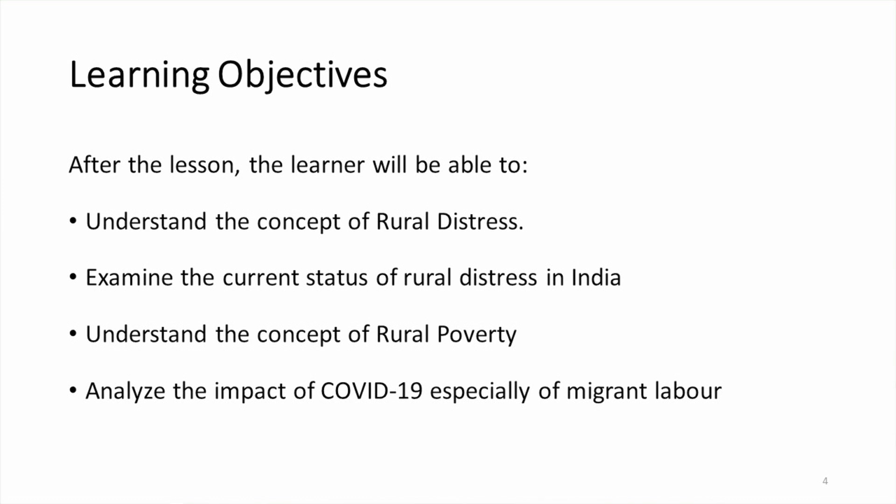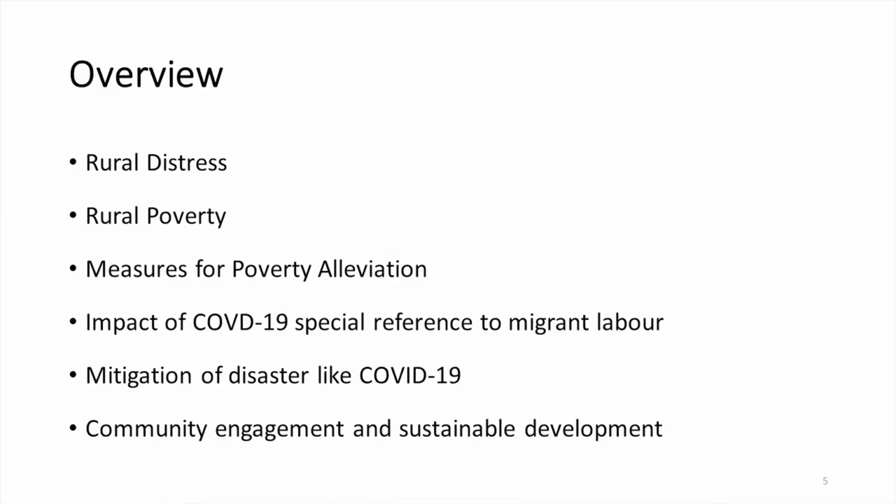The learning objectives of the course are: the learner will be able to understand the concept of rural distress, examine the current status of rural distress in India, understand the concept of rural poverty, and analyze the impact of COVID-19, especially to migrant labor. The whole unit revolves around some specific points, which are rural distress, rural poverty, measures for poverty alleviation, impact of COVID-19, special reference to migrant worker, mitigation of disasters like COVID-19, community engagement and sustainable development goals.